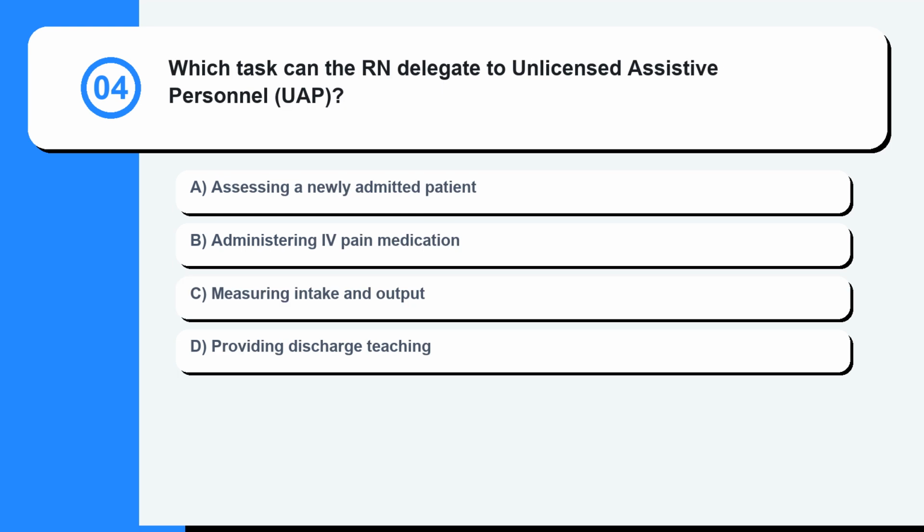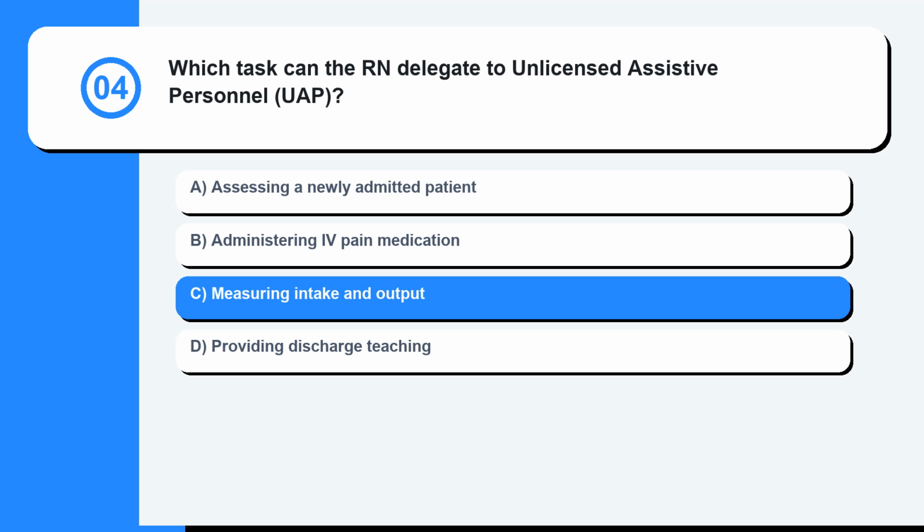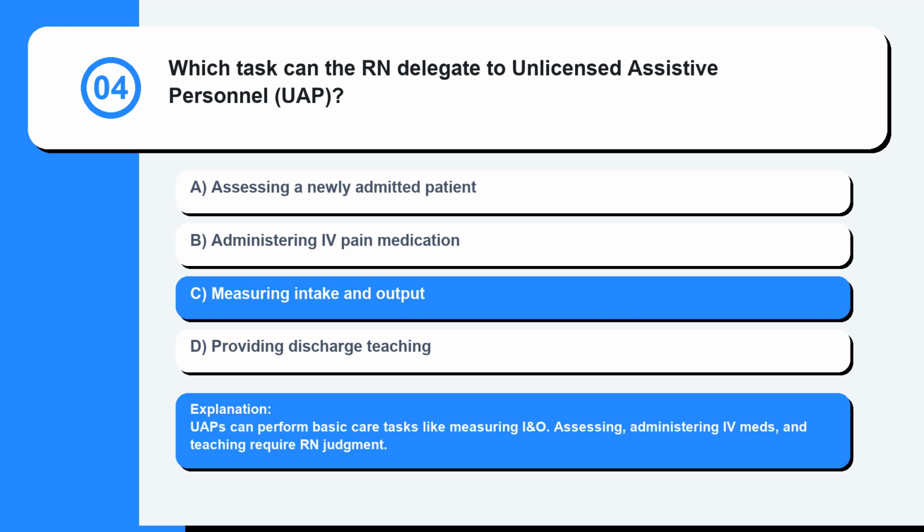Question 4. Which task can the RN delegate to unlicensed assistive personnel, UAP? A. Assessing a newly admitted patient. B. Administering pain medication. C. Measuring intake and output. Or D. Providing discharge teaching. The correct answer is C. Measuring intake and output. UAPs can perform basic care tasks like measuring I&O, while assessing, administering meds, and teaching require RN judgment.